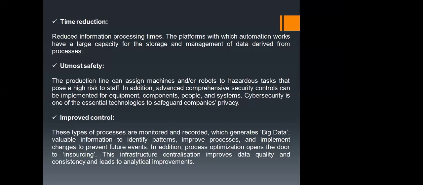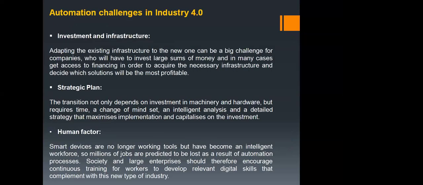Not only advantages, there are certain issues or automation challenges in Industry 4.0. First is investment and infrastructure. Adapting the existing infrastructure to the new one can be a big challenge for companies, who will have to invest a large amount of money and in many cases get access to financing in order to acquire the necessary infrastructure and decide which solution will be the most profitable. So investment and infrastructure development is one of the challenges if we go for total automation of the manufacturing system.